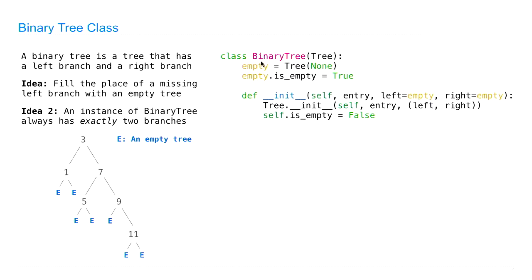Okay, if I were to create a binary tree, I'd like to create it from an entry and a left branch and a right branch. I'm going to do that by creating a tree with that entry and putting left and right into a sequence and passing that in. And declaring this tree is not empty because it has an entry.